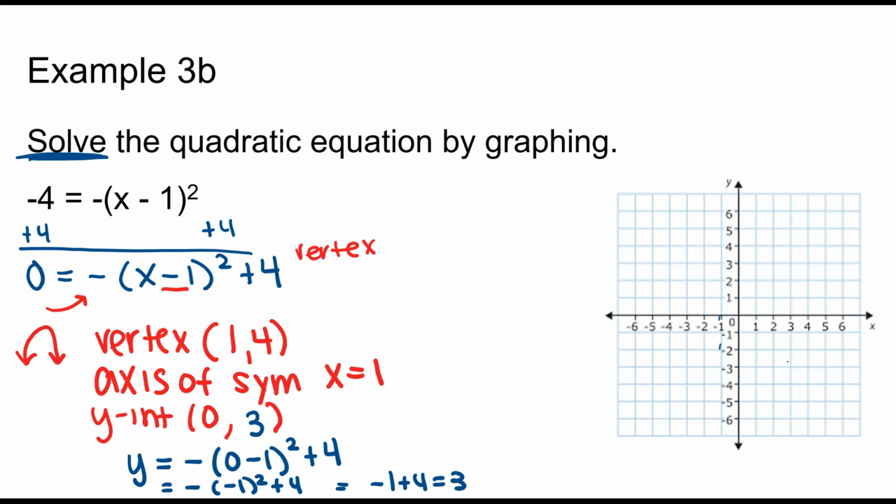All right, let's graph this problem. So our vertex is (1, 4). Graph our axis of symmetry here. And our y-intercept is (0, 3). We can mirror this to the other side. We get a point at (2, 3).